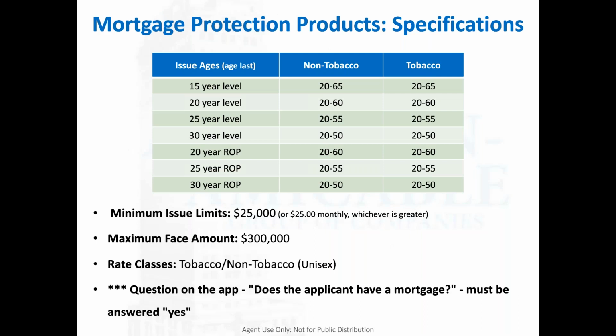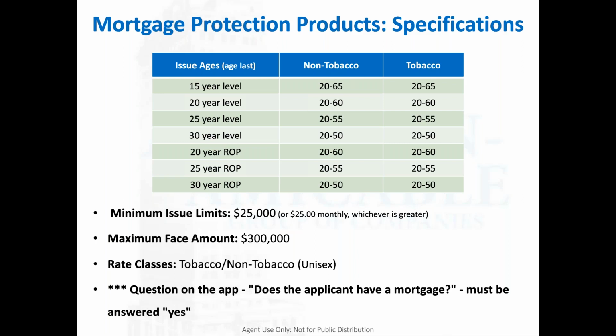The mortgage protection products have the 15, 20, 25, and 30 year. They start at age 65, and then every time you get a longer duration, the maximum age goes down some. So the 30-year level, for example, can be issued through age 50. And on this product, the return of premium levels are the same as the regular plan. So a 30-year return of premium can be sold to somebody up until age 50. The issue limits and face amounts are the same as the Easy Term, 25,000 minimum, 300,000 maximum. This product in particular looks at either tobacco or non-tobacco, but men and women get the same rates, what's called a unisex rate.